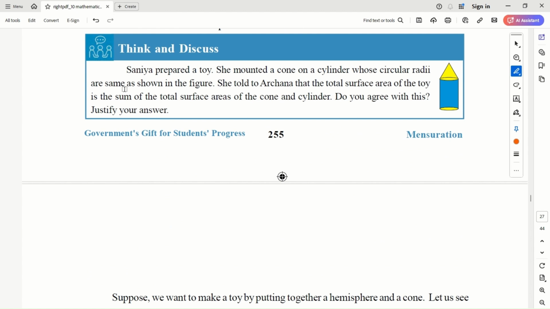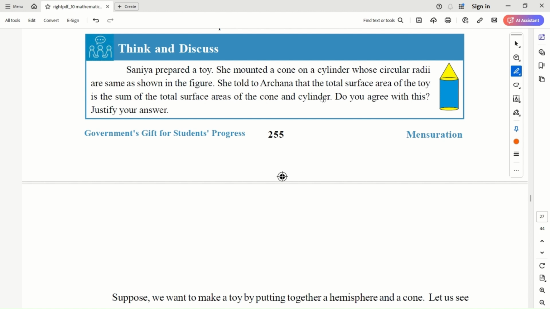Now, there is one question here. Sanya prepared a toy. She mounted a cone on a cylinder, like this, whose circular radii are the same as shown in the figure. She told Archana that the total surface area of the toy is the sum of the total surface area of the cone and cylinder. Do you agree with this? Think about it. What is the missing one?